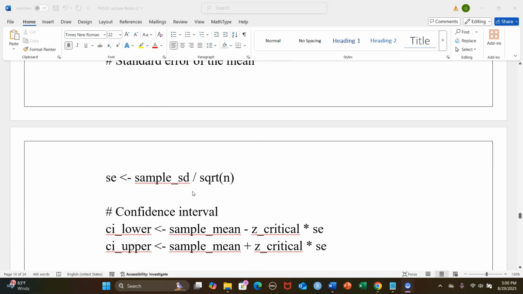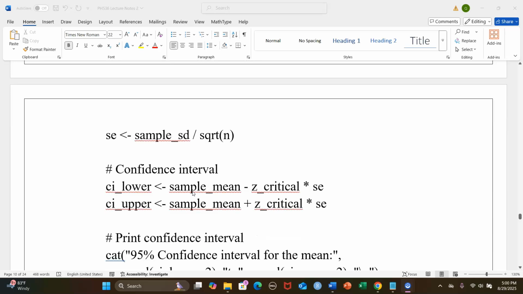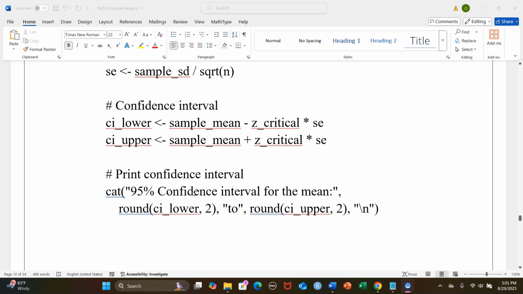And then you calculate the standard error, which is the sample standard deviation divided by the square root of sample size. Then you can compute the confidence lower and upper bounds, using the formula sample mean minus and plus z critical times standard error. And then you can just print out the 95% confidence interval for the mean. You can round the CI lower and the CI upper to 2 digits.